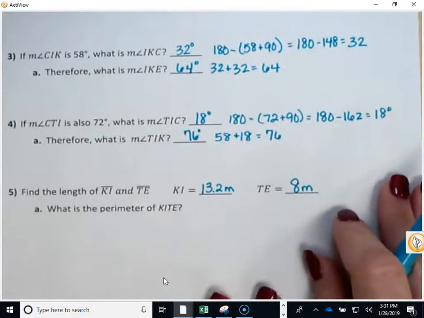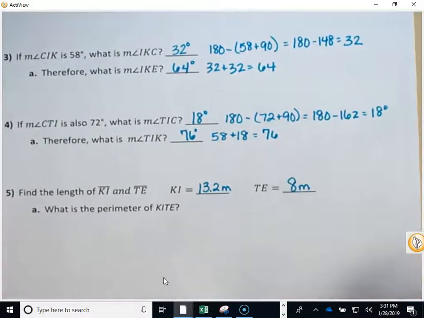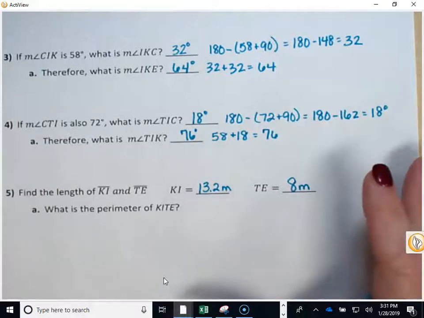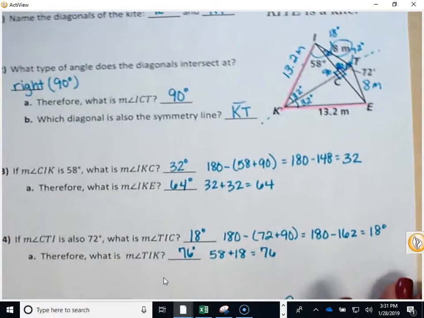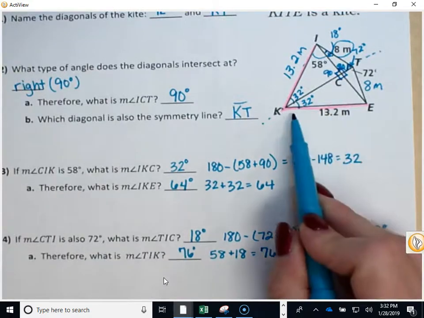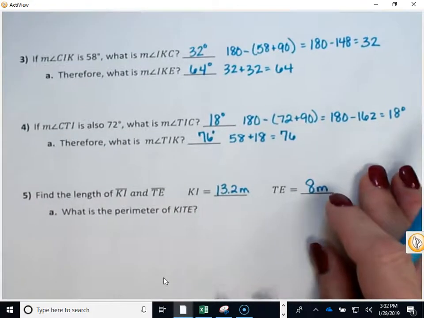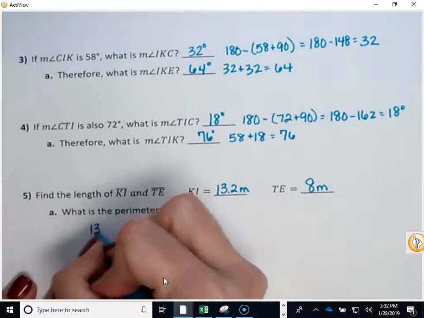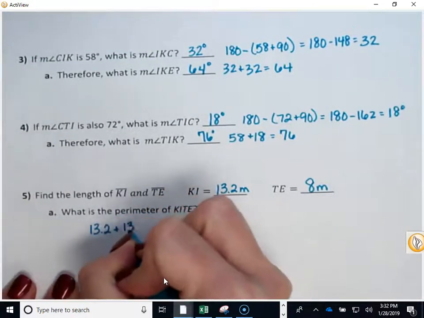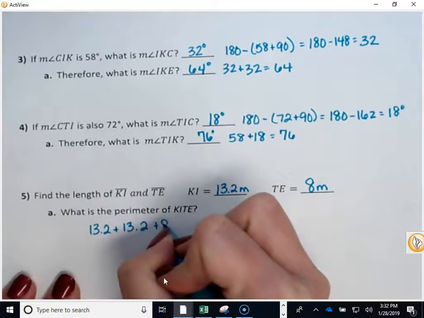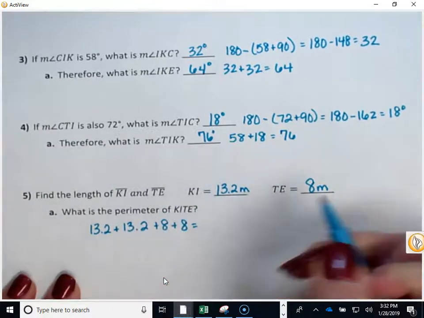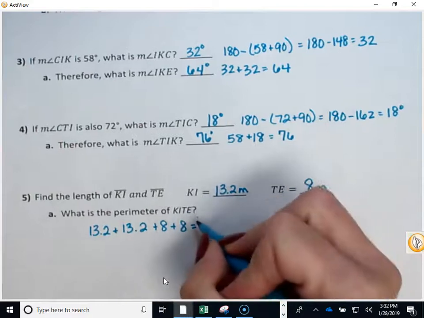Scooch that up. Now that we've got those two bits of information, they're asking what's the perimeter of the kite. Well, the perimeter is just adding up all the sides. So we've got 13.2 plus 13.2 plus 8 plus 8, which gives me 42.4 meters.